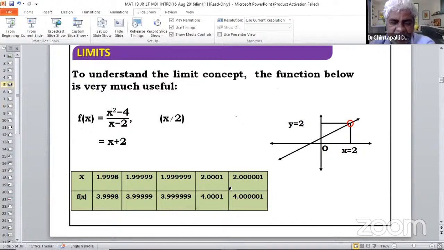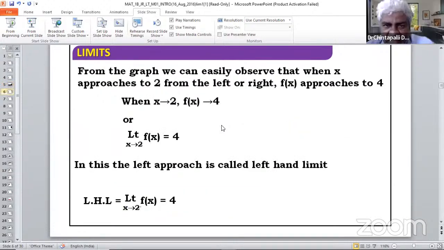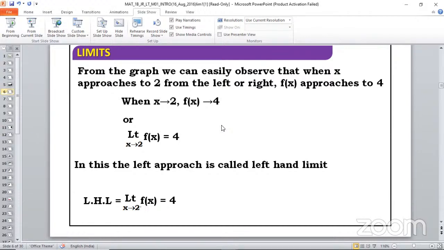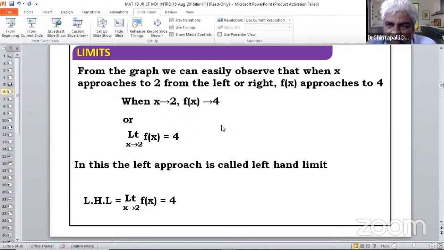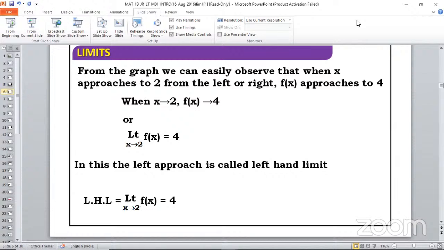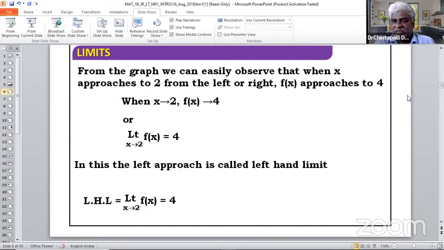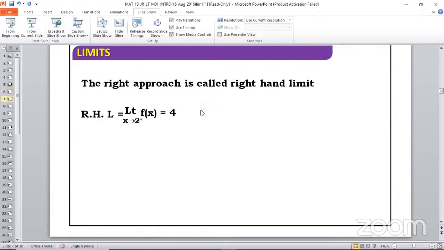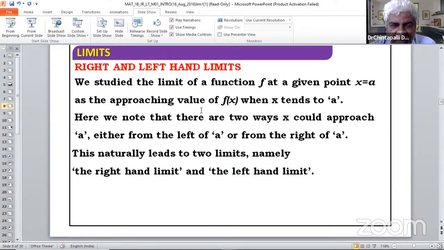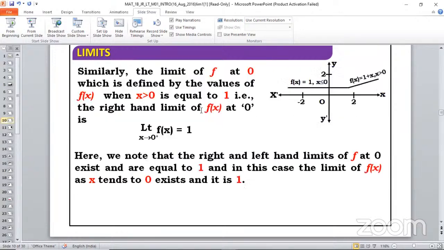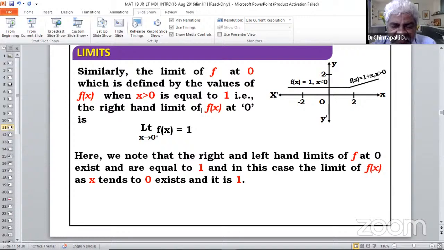Have you understood this table? This table says when x approaches 2, f of x approaches 4. From the graph, we can easily observe that when x approaches 2 from the left or right, f of x approaches 4. Left and right are very important. 1.9, 1.99 are approaching from the left side. 2.1, 2.01, 2.001 are approaching from the right side. We will teach right hand and left hand limits later. Actually, it is the definition of limit with graph.